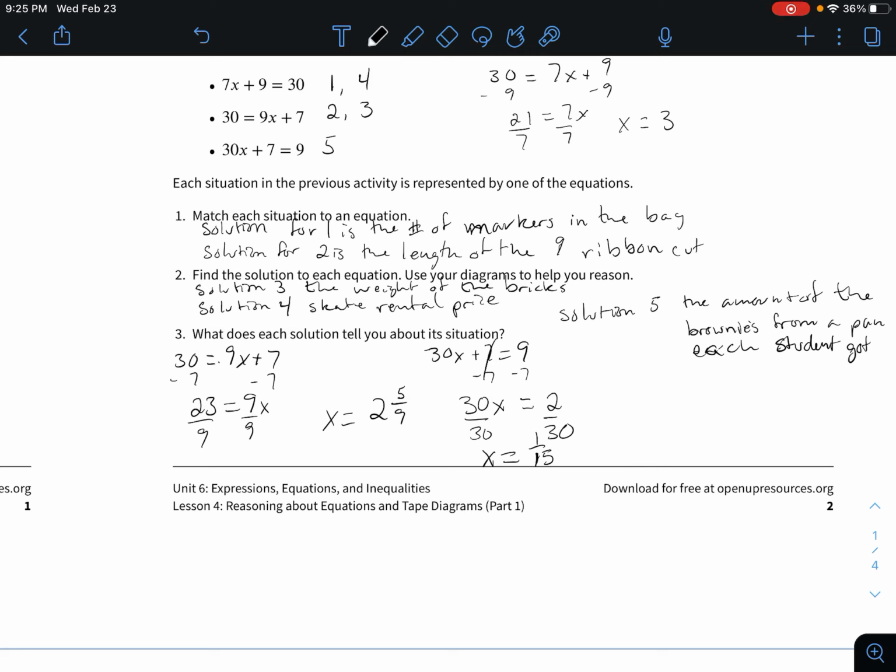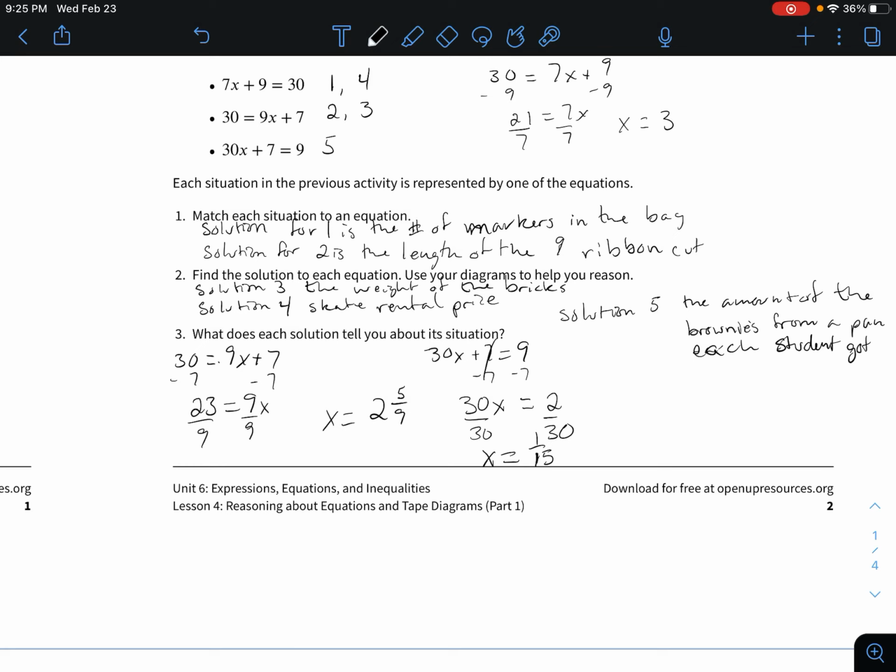Okay, and then it says, what does each solution tell you about its situation? So I kind of wrote that up here. So solution 1 is the number of markers in the bag. So that's what the x that you solve for represents. Solution 2 is the length of the 9 ribbons that were cut into equal lengths. And then solution 3 was the weight of the bricks. So there are 9 bricks. Each one weighed, what was it, 2 5/9.